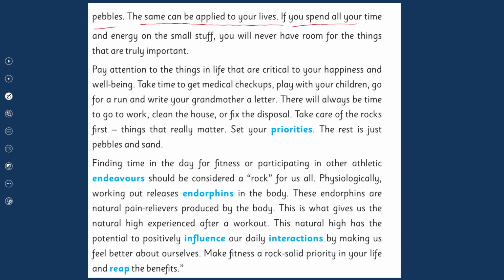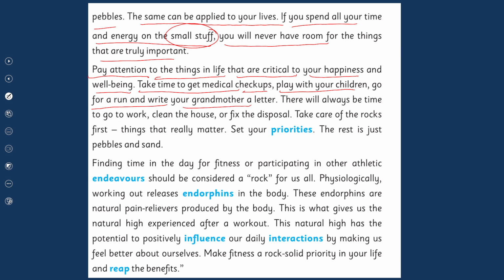If you spend all your time and energy on the small stuff, you will never have room for the things that are truly important. Pay attention to the things in life that are critical to your happiness and well-being. Take time to get medical checkups, play with your children, go for a run, and write your grandmother a letter. There will always be time to go to work, clean the house, or fix the disposal. Take care of the rocks first, things that really matter. Set your priorities. The rest is just pebbles and sand.